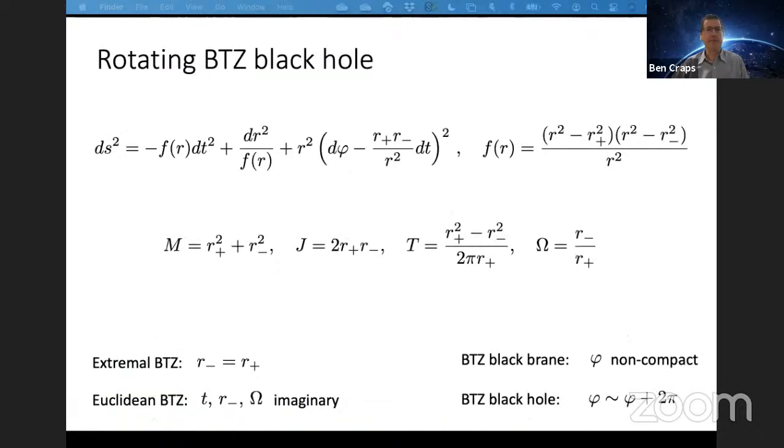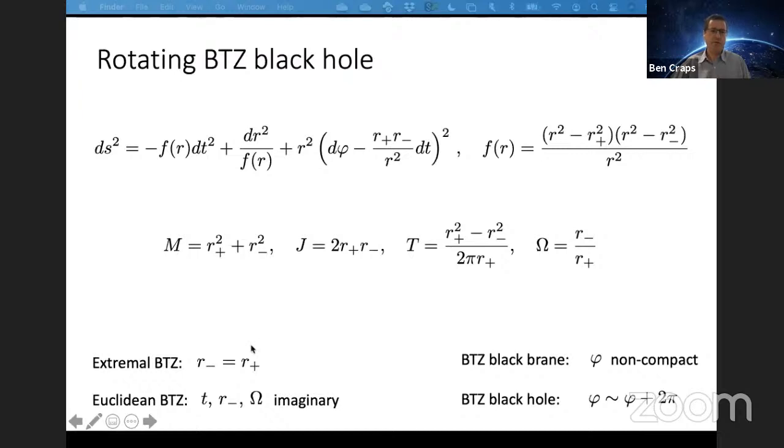We did the same for rotating black holes, and in particular for extremal black holes that are maximally rotating. So here is the metric for a rotating BTZ black hole. You have an inner horizon r- and outer horizon r+. These are related to conserved quantities like the mass, angular momentum, temperature, and an angular potential. The case of an extremal black hole is where the inner and outer horizon coincide.